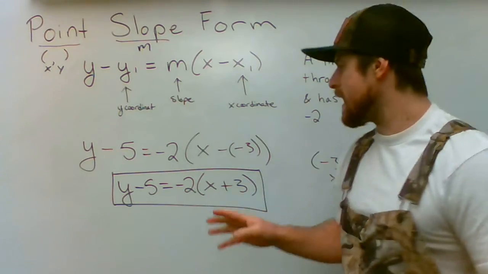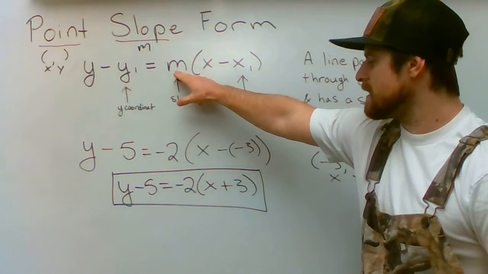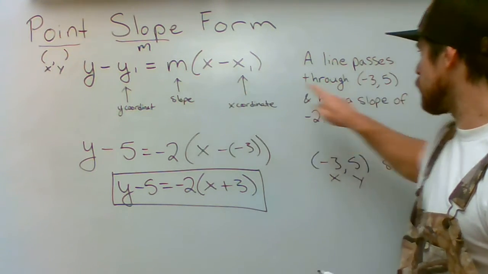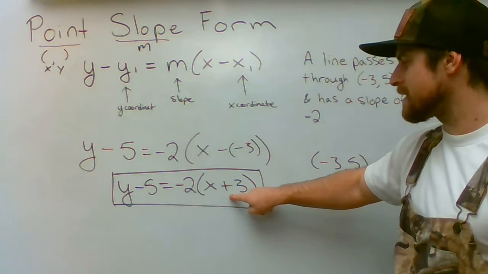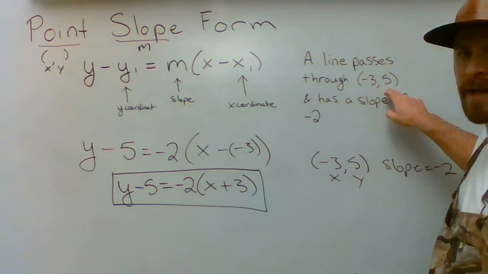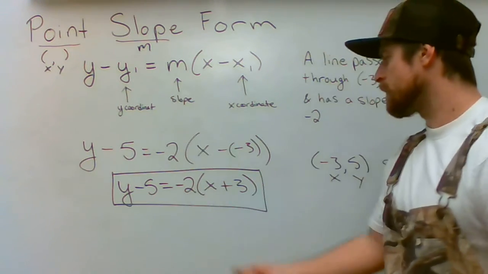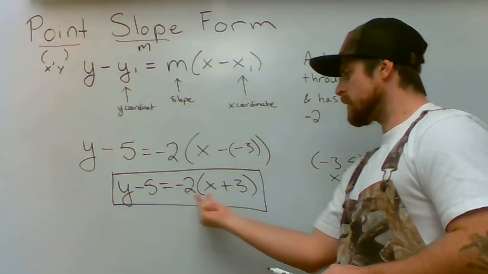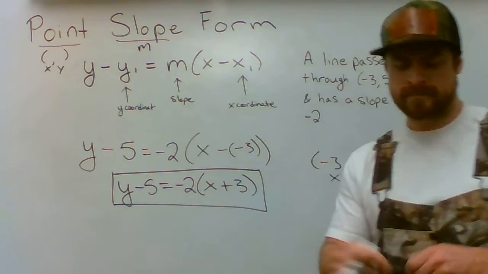What do we have? We have the slope, which was given to us, goes right in place of the m. My x-coordinate, negative 3, got put down right there. It turned into a positive because it was double negatives. And then the 5, which was my y-coordinate, got plugged in right there where the y goes. So slope, x-coordinate, y-coordinate. This is point-slope form.